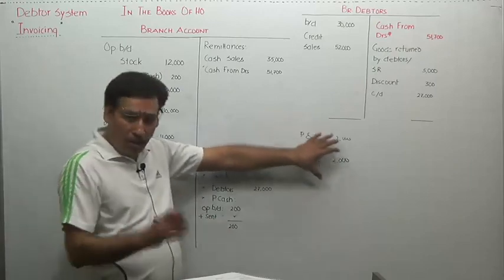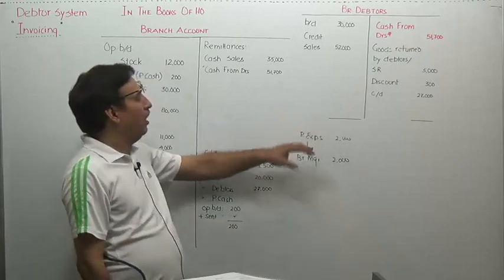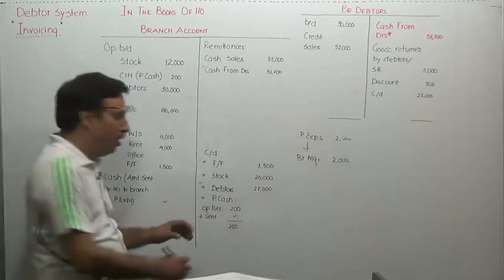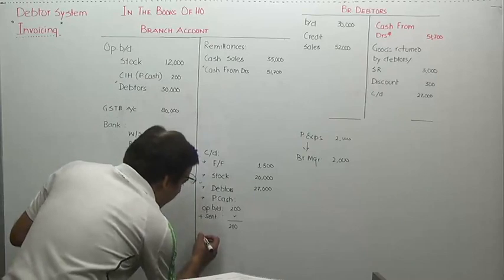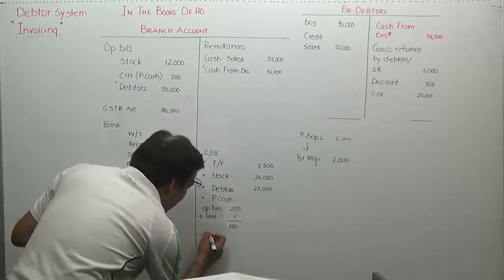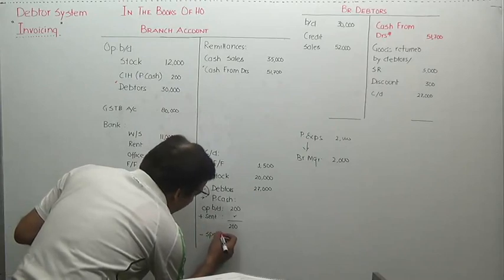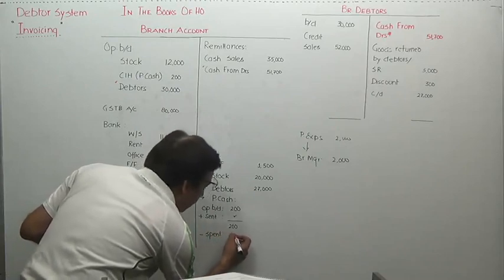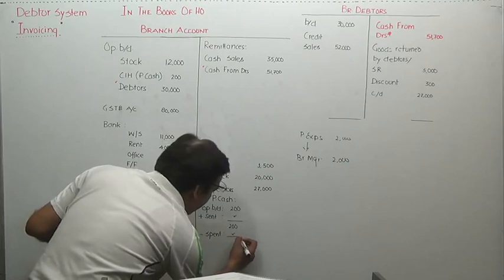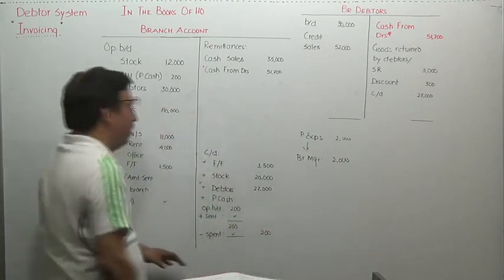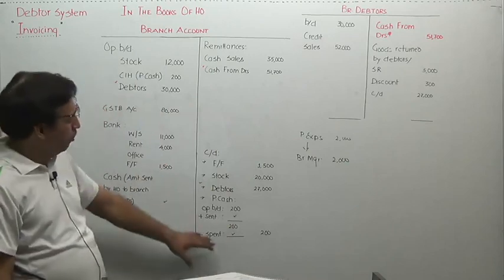So, in this question, unfortunately, even petty expenses or branch manager's expense is not given. Suppose if it would have been given, then I would have subtracted it. Spent means amount spent by branch manager out of petty cash available with him. So, in fact, in this question, the closing balance of petty cash is also 200.